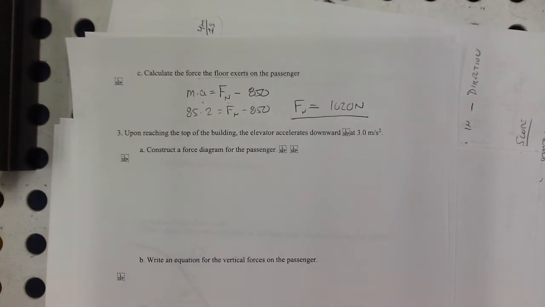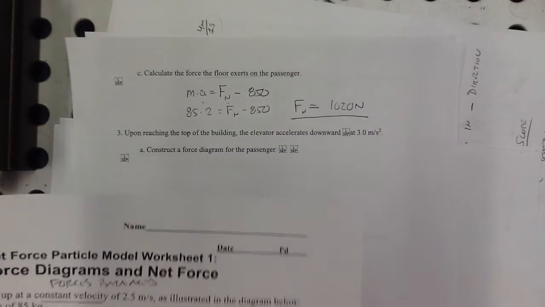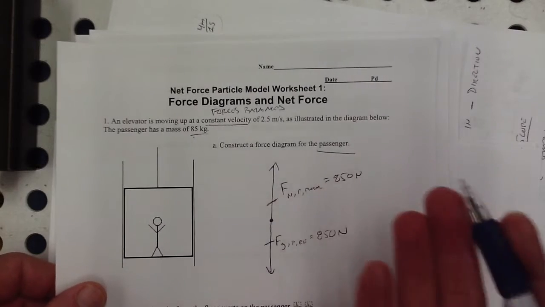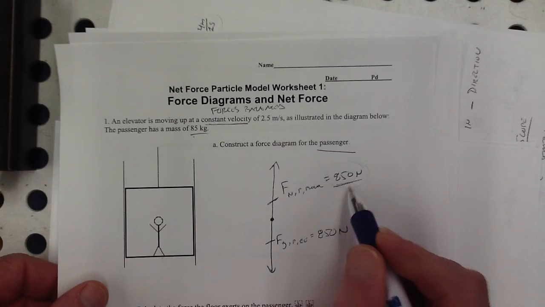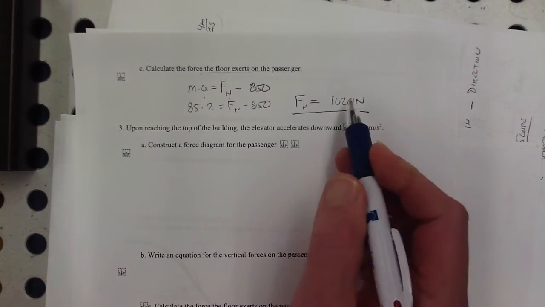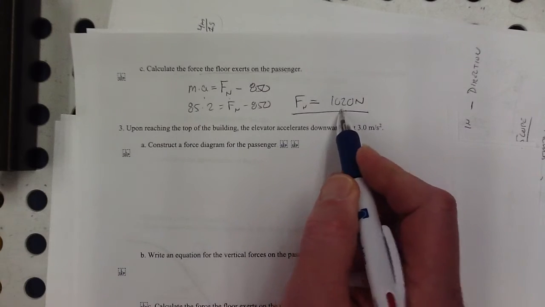So that person feels a little bit heavier. How heavy do they usually feel? Well, if there's not any kind of crazy acceleration going on, like if they're just standing on a floor, that's how much normal force they usually feel. And now they're feeling this much. That makes them feel heavier.